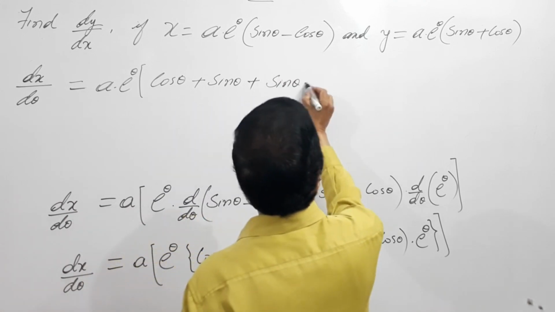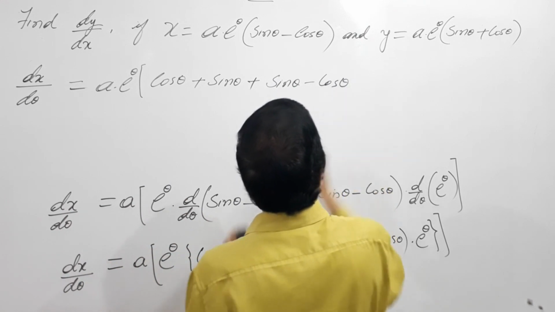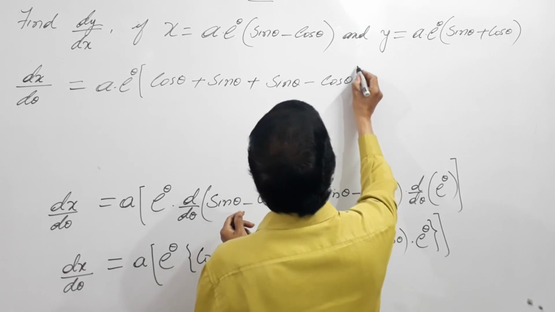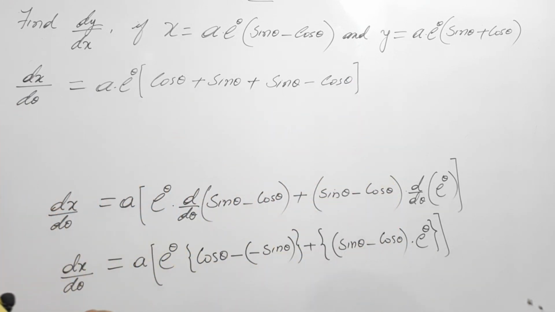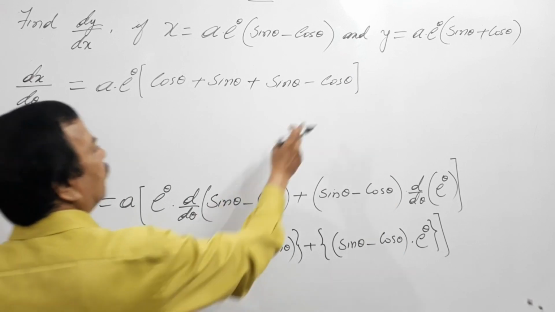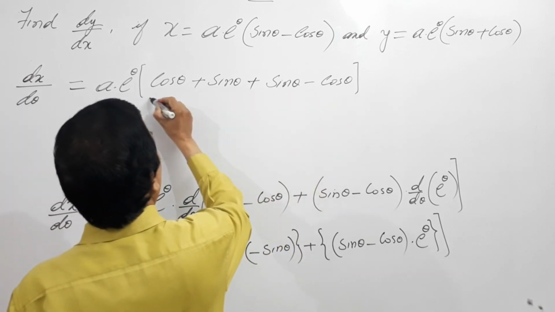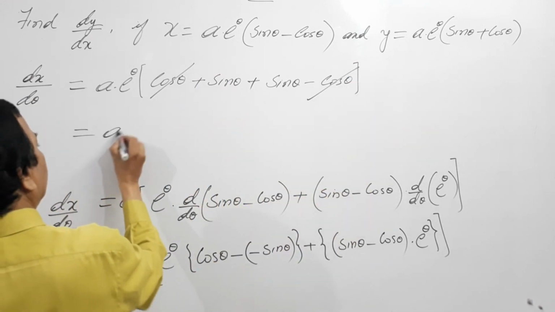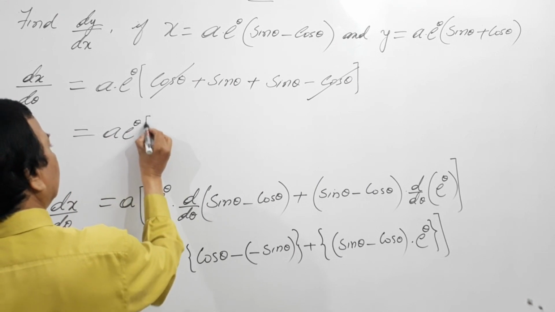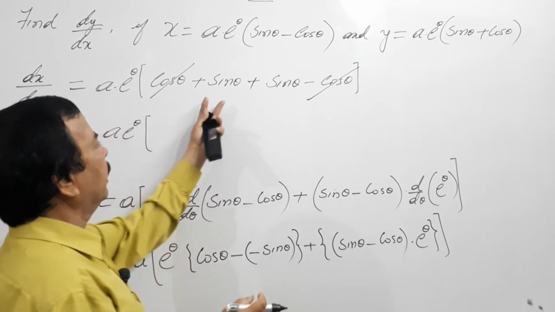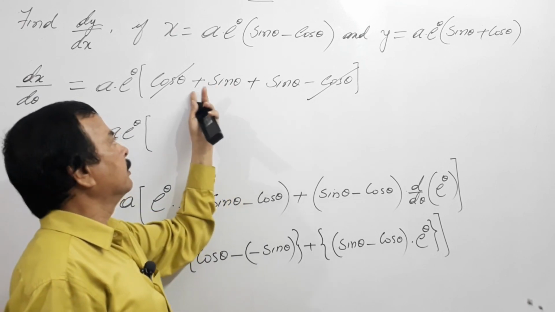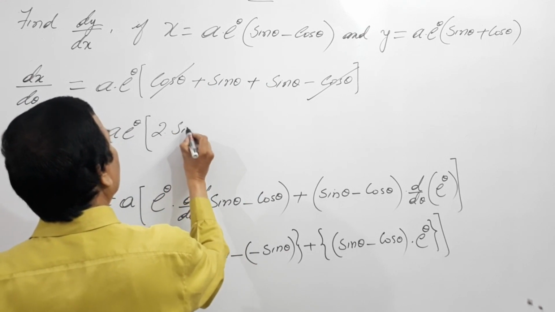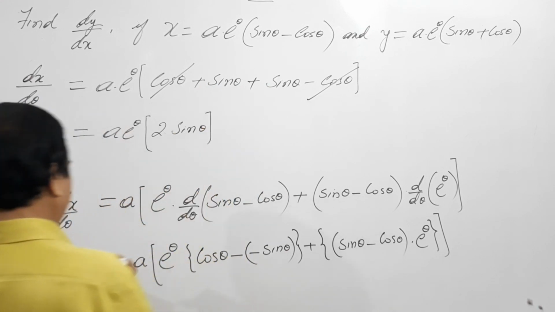And minus cos theta. So you have plus cos theta and minus cos theta, so plus cos theta and minus cos theta cancels. So what happens here? This becomes a into e to the power of theta. We have one sin theta here and one sin theta here, so you add this, it becomes 2 sin theta. This becomes 2 into sin theta.